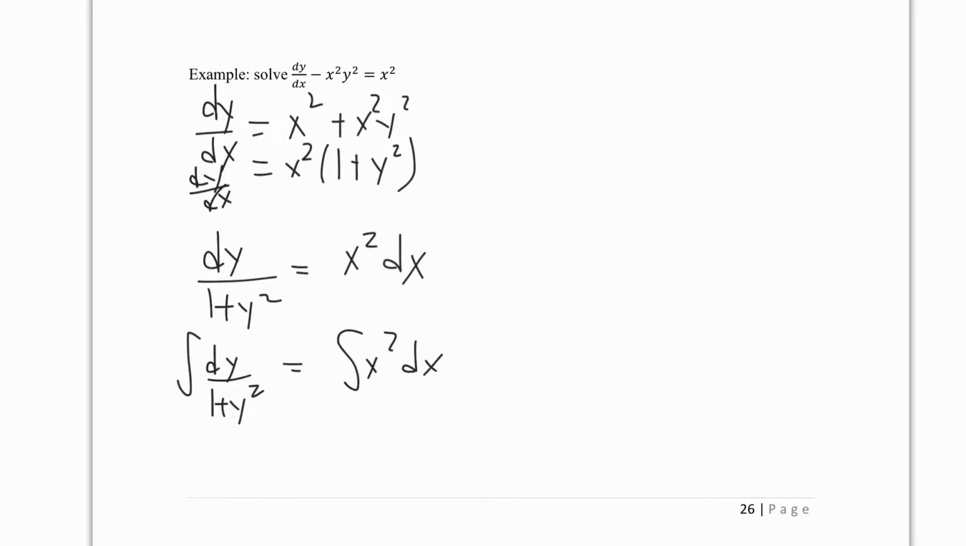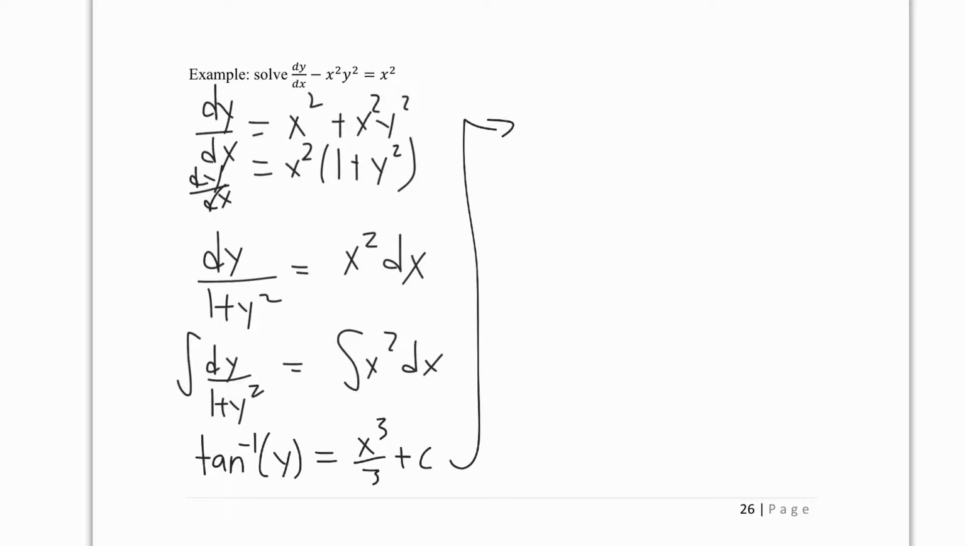All right, the integral of 1 over 1 plus y squared, that's a little tricky. You have to think about it. What function has 1 over 1 plus y squared as the derivative? Well, the answer is tan inverse. So this is tan inverse of y. This is just x cubed over 3 plus c. Now we could take tan of both sides to isolate for y. So y is tan of x cubed over 3 plus c. There we go, we solved another one.